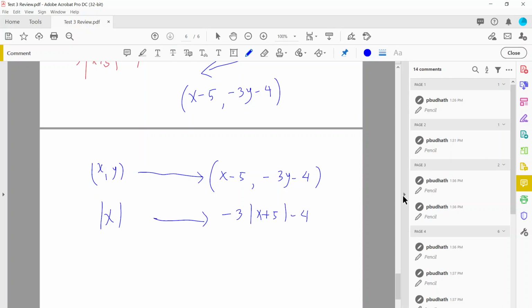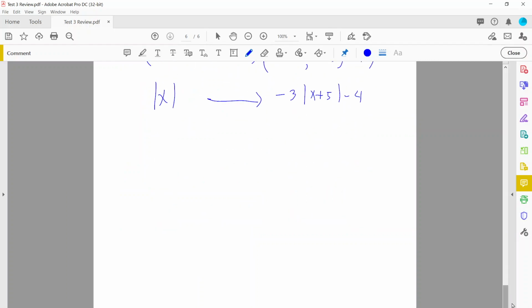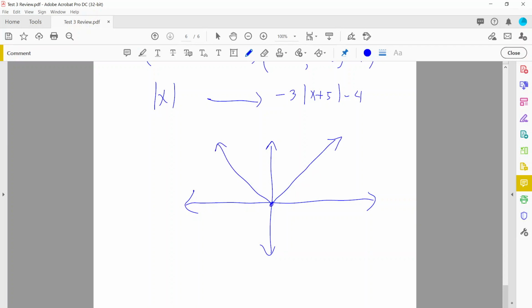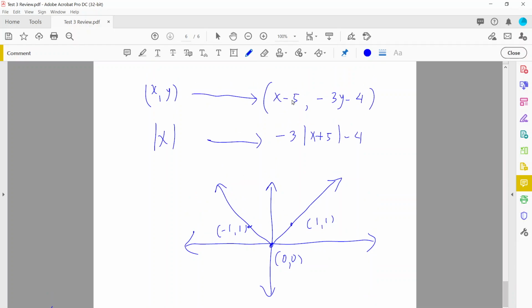So let's plot the graph of absolute value of x. As we know, absolute value of x is a very standard graph, just pick some points. You need to pick 0, 0 for sure, because that's the division between the left and right sides, and you can pick another point here, 1, 1, or maybe another point here, negative 1, 1. And since you are going from x, y to x minus 5, comma, negative 3y minus 4.